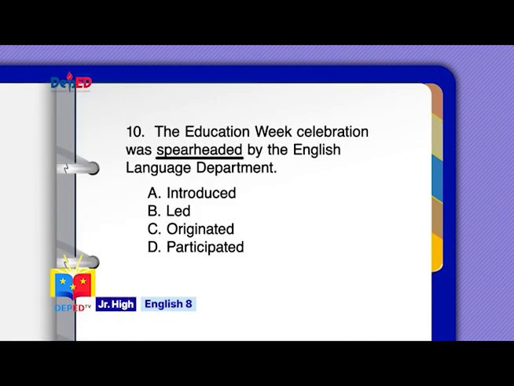Number 10. The Education Week celebration was spearheaded by the English Language Department. The underlined word is spearheaded. And here are your choices. Letter A, introduced. Letter B, led. Letter C, originated. And letter D, participated.